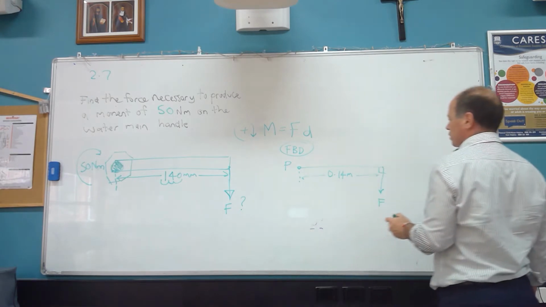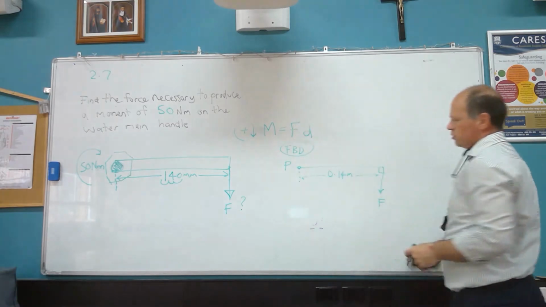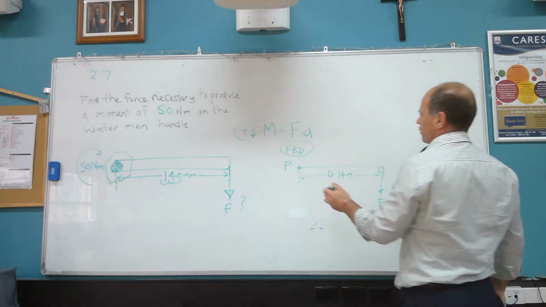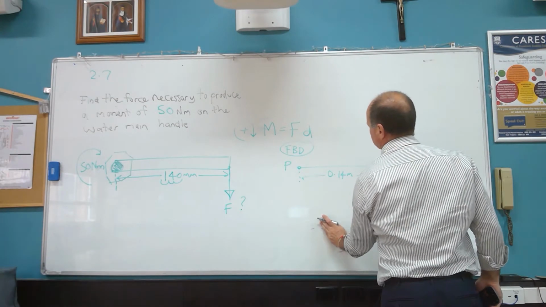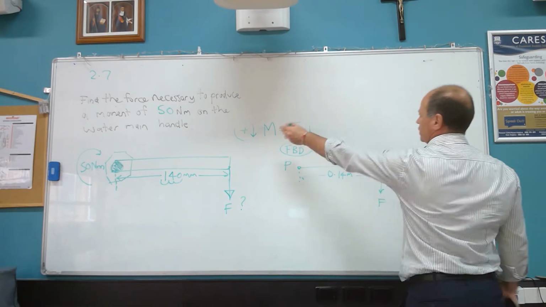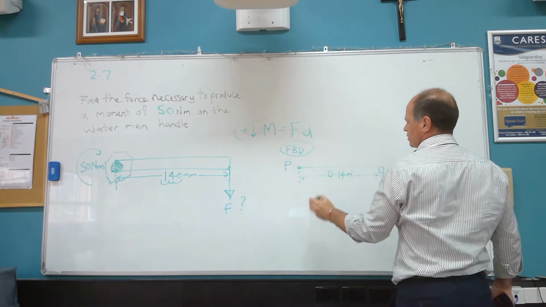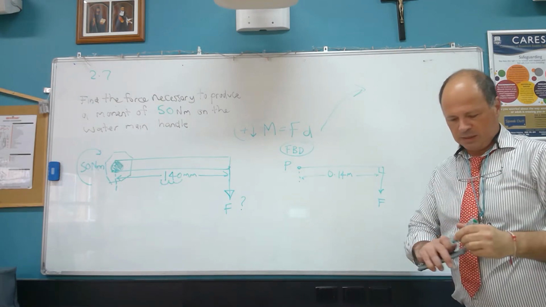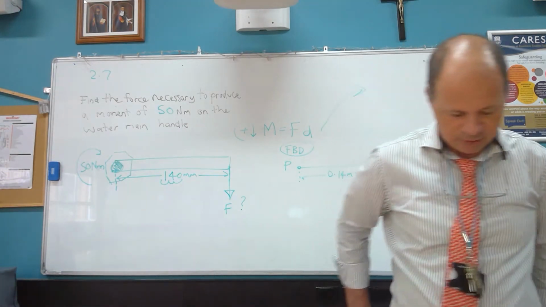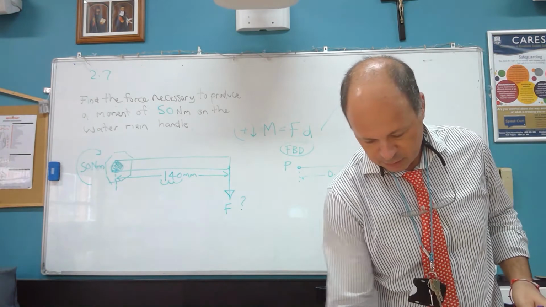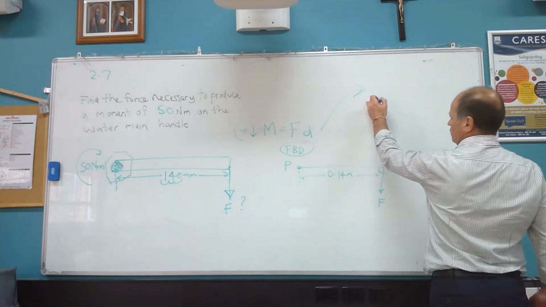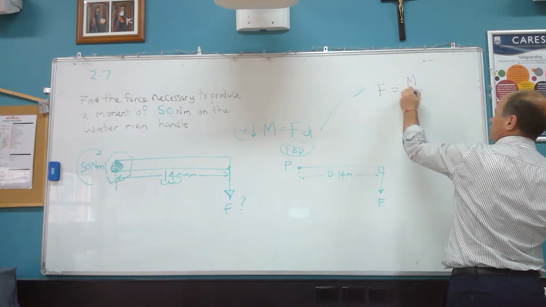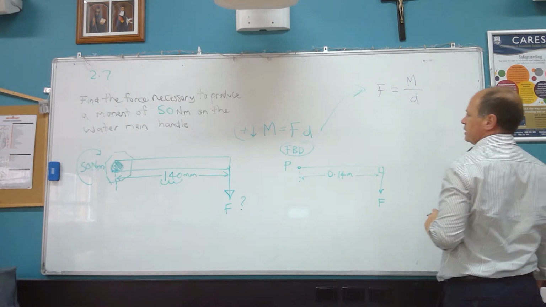Okay, we know that we're trying to work out force. So all we have to do is rearrange the subject of this equation. Okay, so if we want to get force by itself, we have to multiply by 1 over d on this side to get rid of the d, so the d cancels down. So let's do that up here. Let's use a better colour so we can actually see what we're doing. So trusty purple. We say force is equal to moment over distance.